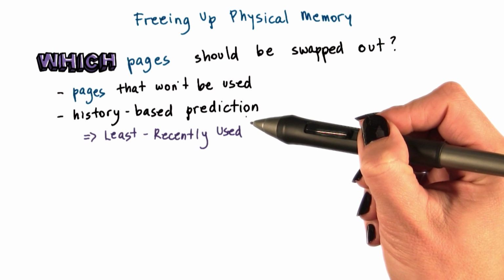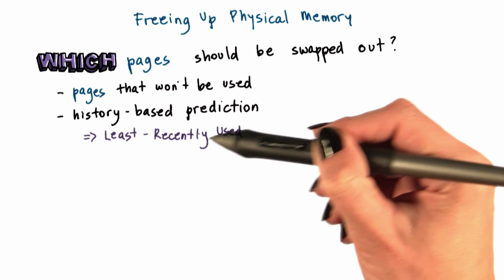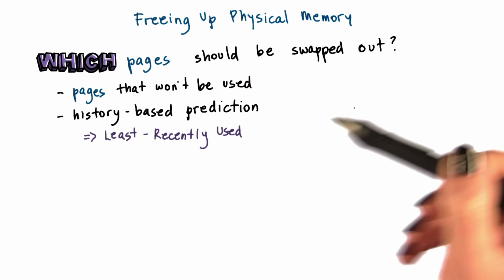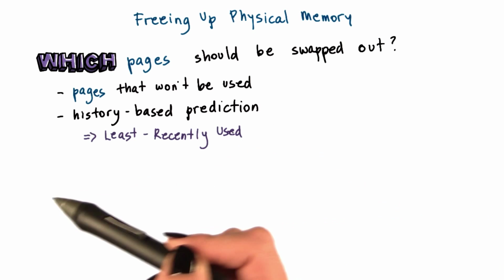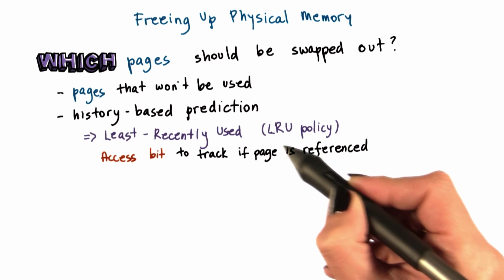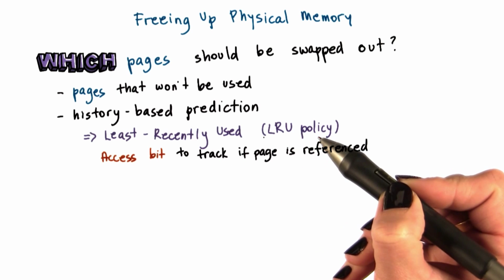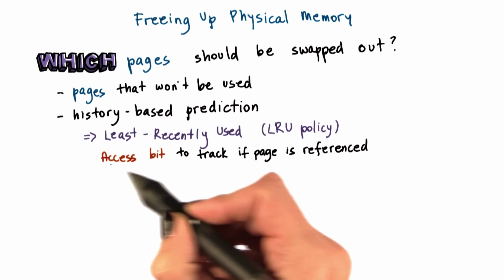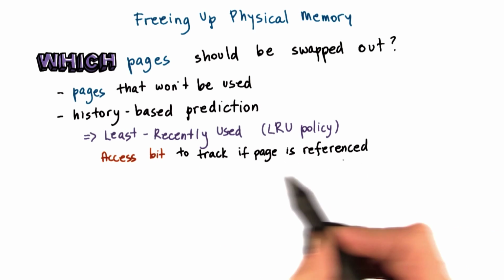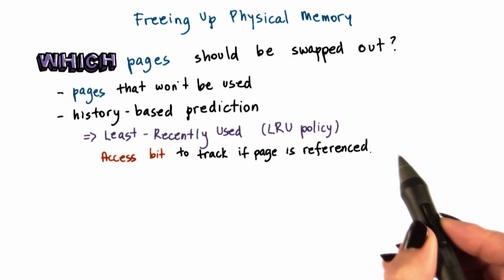The intuition here is that a page that has been used most recently is more likely to be needed in the immediate future, whereas a page that hasn't been accessed in a very long time is less likely to be needed. This policy is referred to as the LRU policy, least recently used, and it uses the access bit that's available on modern hardware to keep track of whether or not the page is referenced.